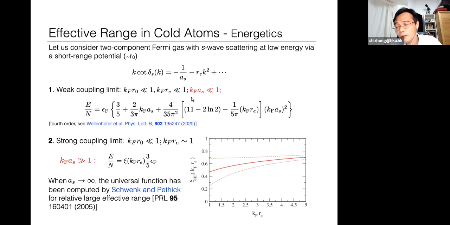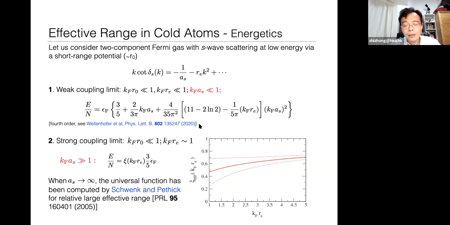Then you can calculate, for example, the ground state energy of the system. The typical result people quote is to second order in k_F a_s, the so-called Lee-Huang-Yang correction, which gives this 11 minus 2 log 2 factor. But if you take into account the effective range, there is an extra term, 1 over 5 pi times k_F r_e, which also enters the second order term in the energy expansion. People are still interested in calculating this. The most recent paper is from 2020, where they calculated up to the fourth order in this expansion. Obviously, in higher orders, the effective range also comes in.